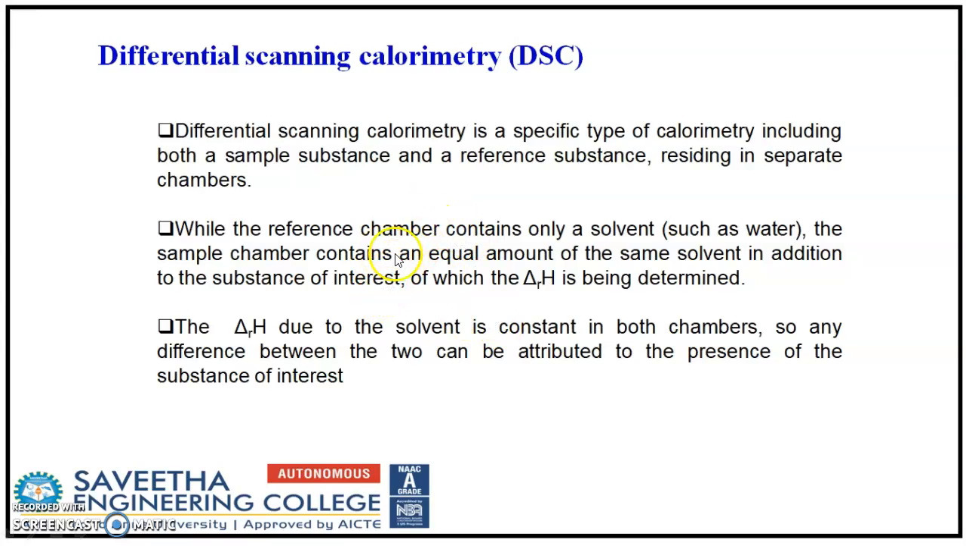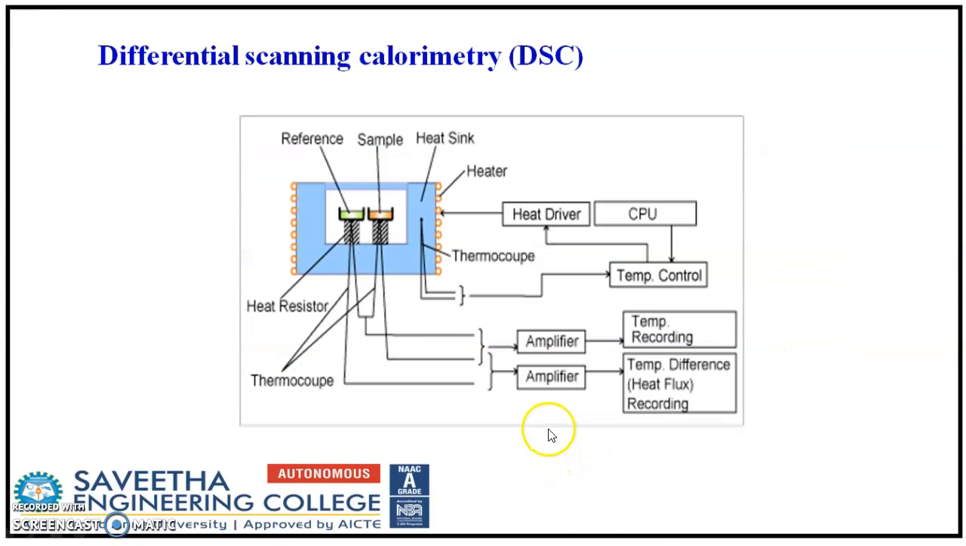And they are measuring the temperature change for both the sample chamber and the reference chamber. The delta H due to the solvent is constant in both the chambers, so any difference between the two can be attributed to the presence of the substance of interest. Again, the same. So they are measuring the delta H values between the sample and the reference column, by which they are measuring the glass transition temperature, melting temperature and boiling temperature.